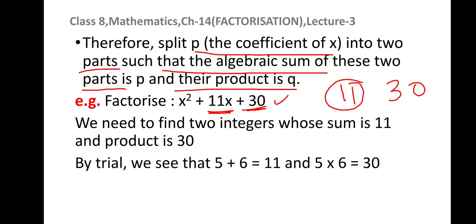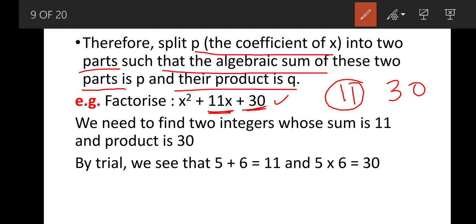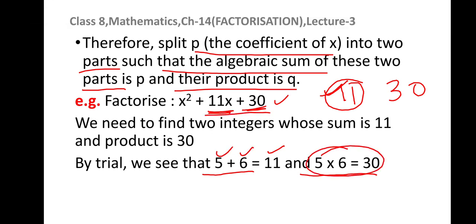By trial method, you need to find out the two numbers. You must be wondering that 5 plus 6 will give you 11, and 5 into 6 will give you 30. So I have split this 11 as the algebraic sum of two parts, that is 5 plus 6, that is 11, and 5 into 6 as 30. This is satisfying this condition.